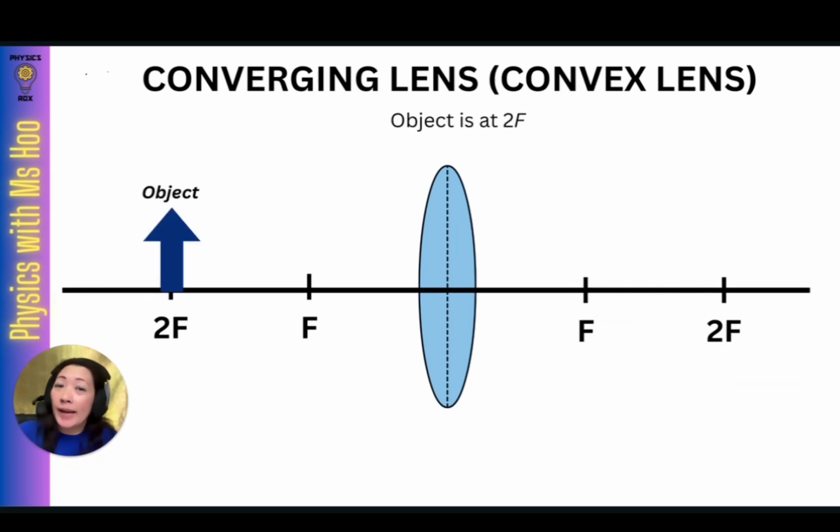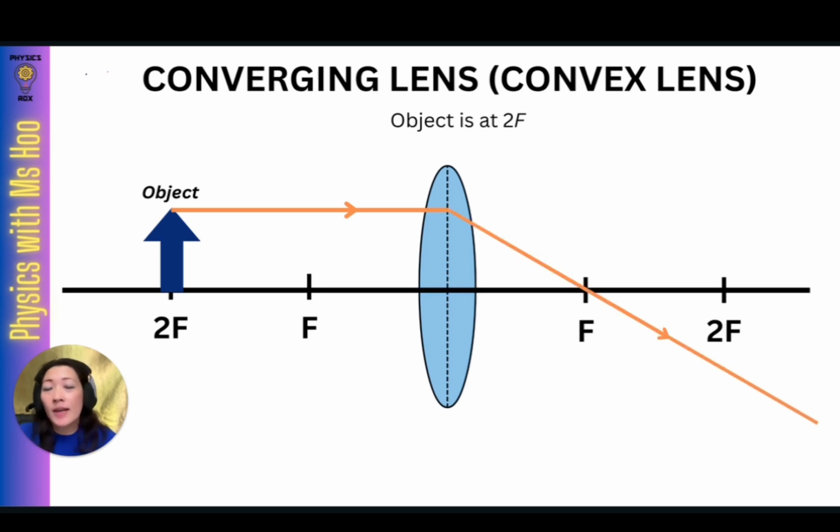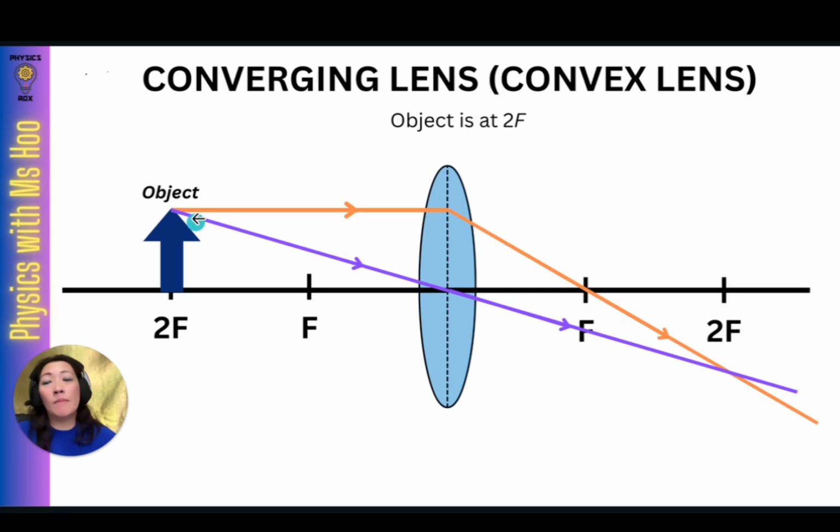Now, let's bring the object closer and place it at 2f. Again, to draw the ray diagram, just draw the same two light rays. The first light ray is parallel to the principal axis and it goes through f, and the second light ray goes straight through the optical center. Again, remember that both these light rays need to start from the same point on the object, and you should start from the top of the object so that you can get the top of the image.